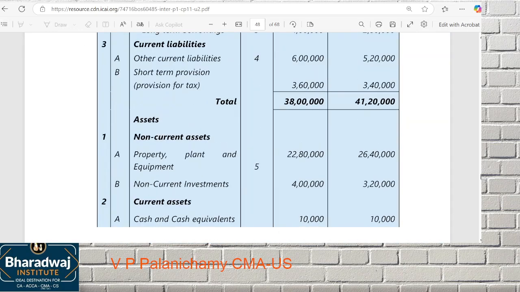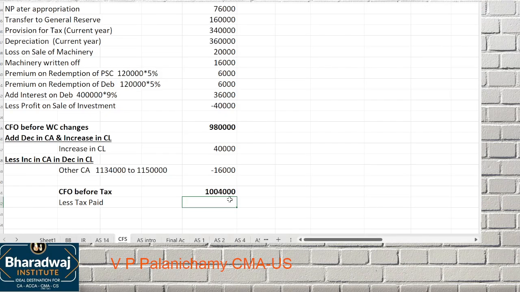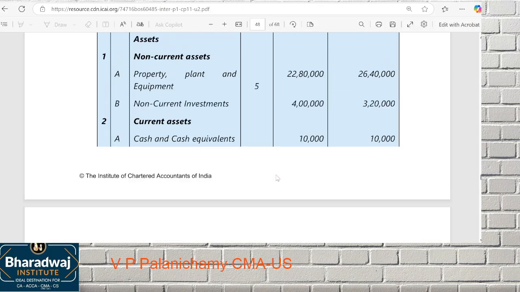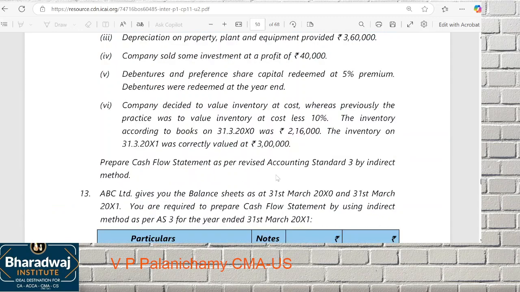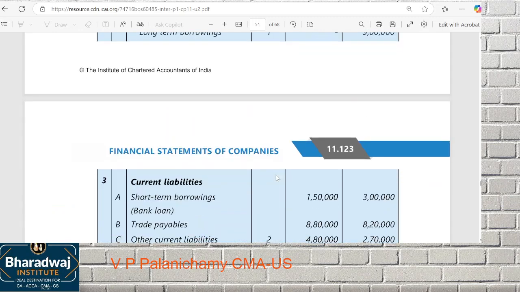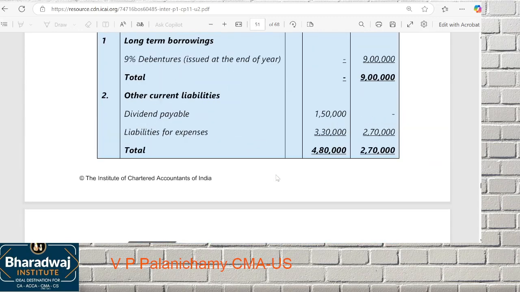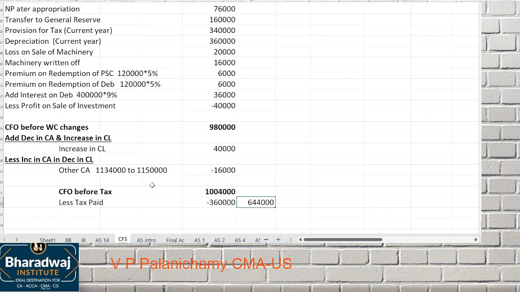Provision for tax. Opening balance will be taken as what? Paid in the current year. Outer column. Verify with your book answer. Correct or correct? Is it correct? Verify with your book answer. Is it 6,44,000?